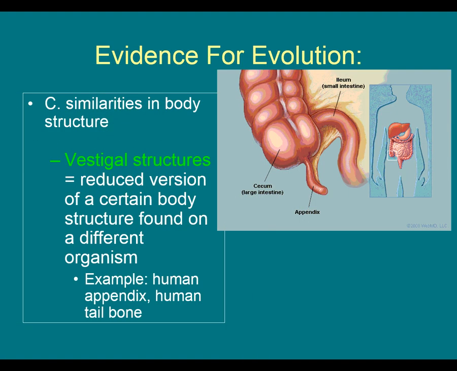Now, next we have what are called vestigial structures. These are reduced versions of what may have been very essential in other organisms. Right now, what we have is an example of a human appendix here. The human appendix itself is not really used for what we know of, so it's a very reduced structure. That's kind of what a vestigial structure is, a reduced version of a certain body structure.